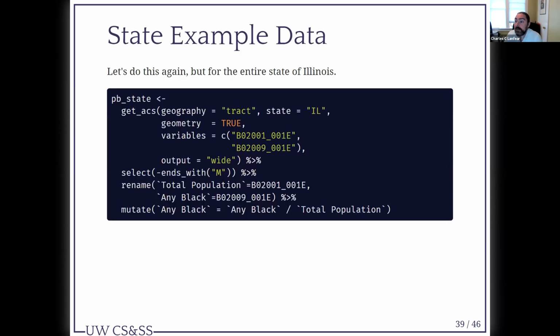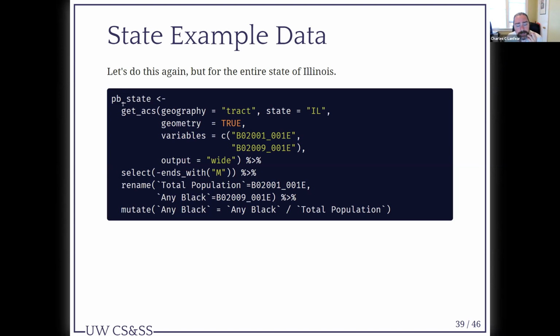Okay, let's do it again. So the nice thing about code like that is it's essentially completely recyclable. If you've downloaded data for one geometry with tidy census and plotted it like that, you can do the exact same thing again for any geometry you want. So what I'm doing here is I'm going to repeat the exact same plotting operation, but I'm going to do it for the entire state of Illinois.